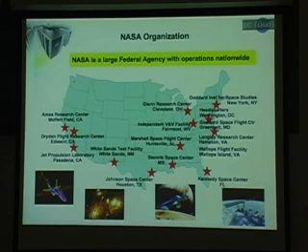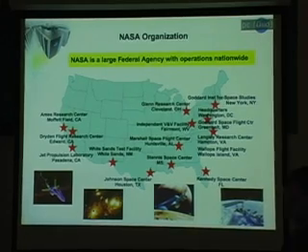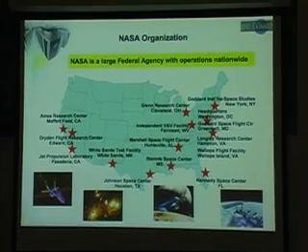It's spread across the continent, and it basically has about 13 centers. 3 of these are research centers, so these are basic research centers like Ames, Langley, and Glenn. Some of these have very specific missions, like Johnson and Kennedy. There are other facilities that focus on certain areas, like Goddard is more into earth sciences.